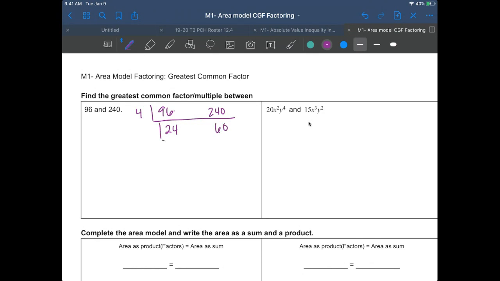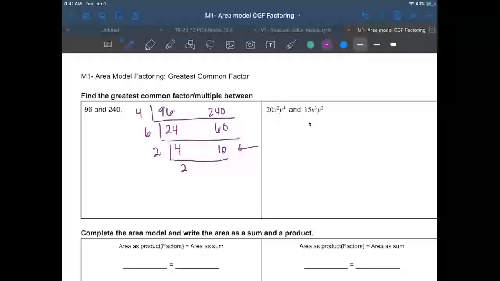Then I'm going to divide again. All right, what divides now out of 24 and 60? I think 6. So 24 divided by 6 would give me 4, and 60 divided by 6 is 10. Is there anything else that will divide out of 4 and 10? Yes, a 2. So 4 divided by 2 is 2, and 10 divided by 2 is 5.